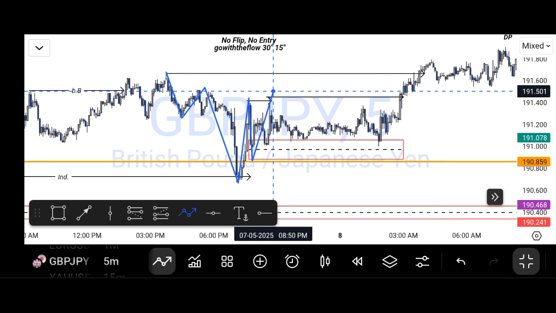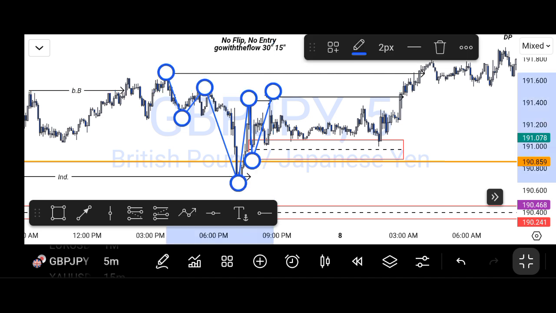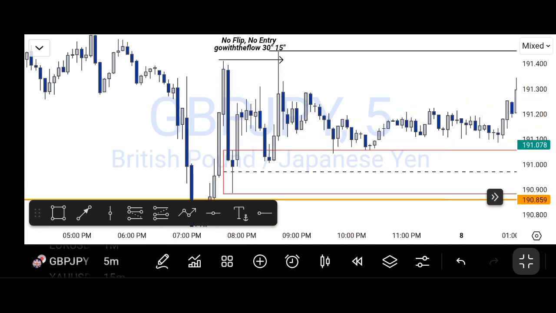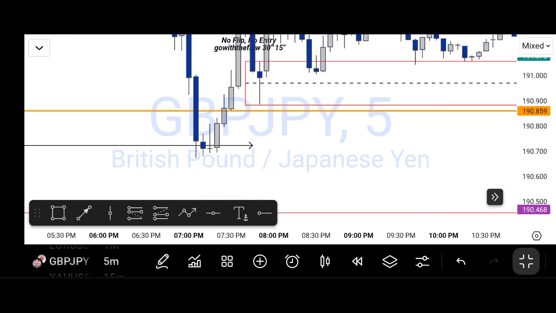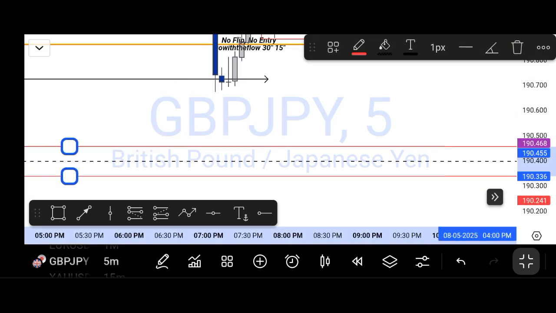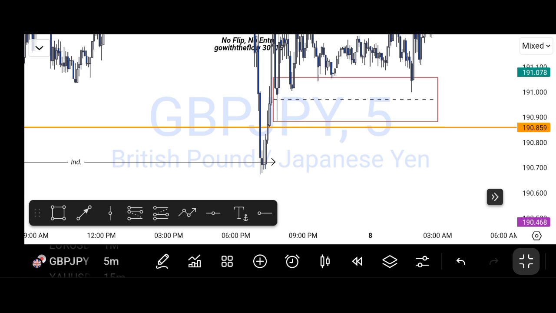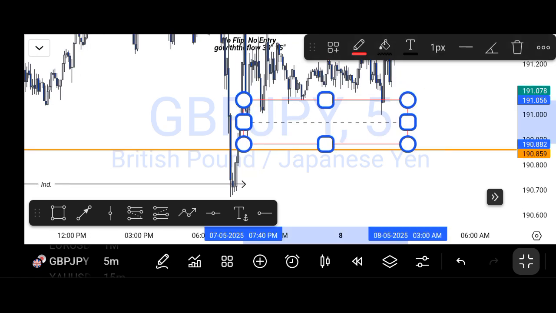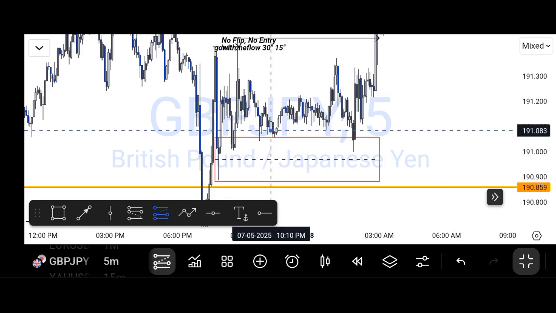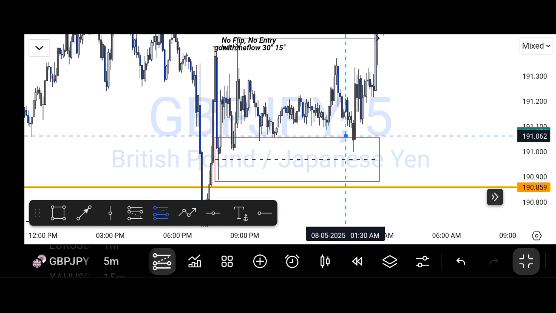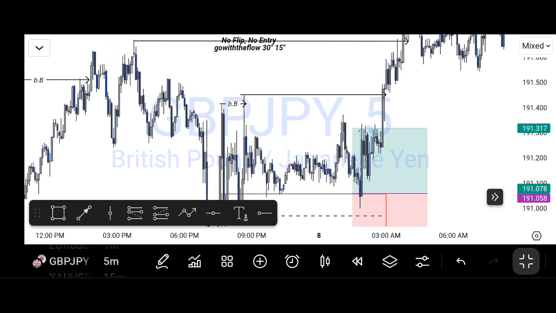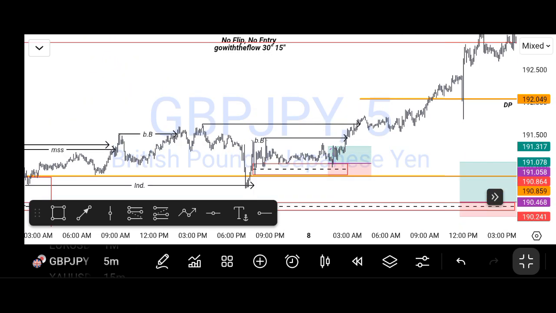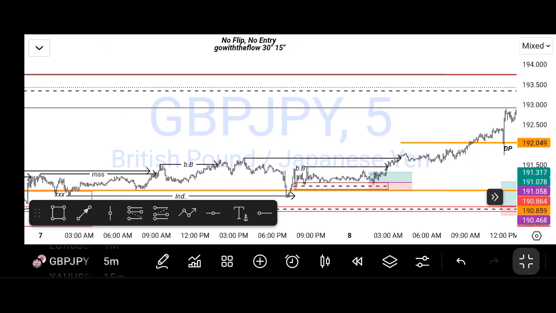So once you see that minor break of structure at this level, look at the break of structure. Let me expand it. This is the break of structure here. Once you see that minor break, it now confirms that price might not come down to this other level again. So once you get that break of structure, your entry should be the demand zone after that break of structure. So that's why I took my entry from here. Stop loss was here. I was not targeting the range high. The range high was this high here.